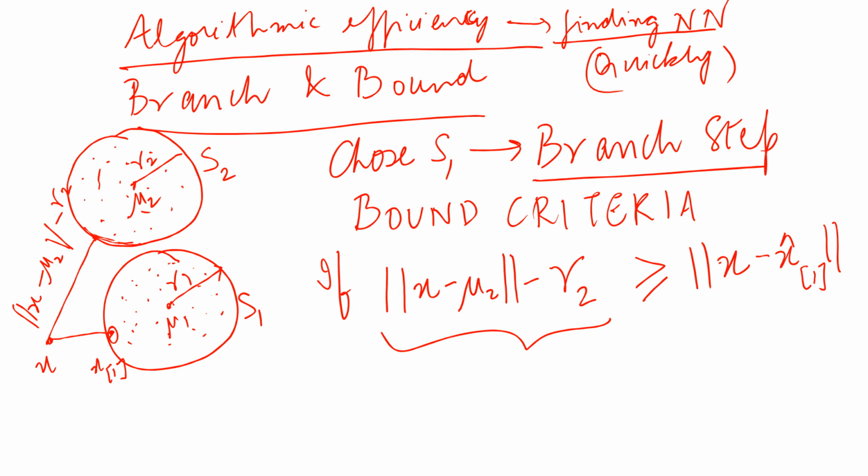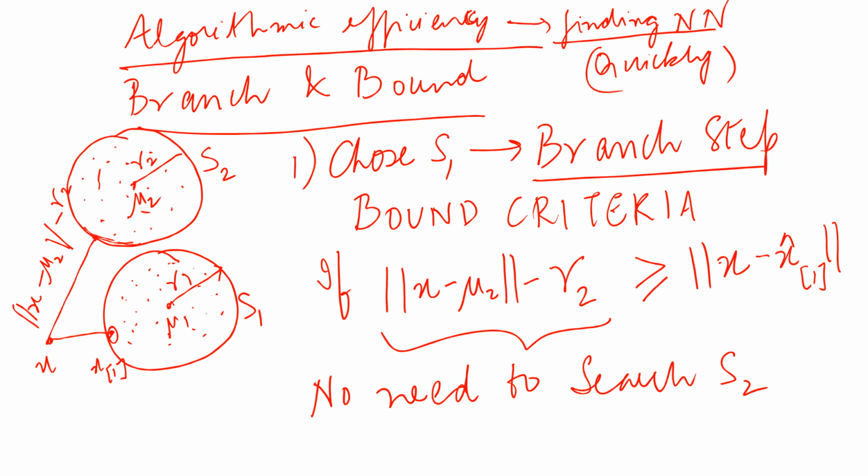And what have we accomplished? Well, we have saved ourselves from searching the entire data set. So there is no need, if this holds, to search S2. Excellent. So with these steps, the first and the second, what we have accomplished is the branch and bound algorithm. This is a known algorithm. This is known for its mechanism that is guaranteed to work.